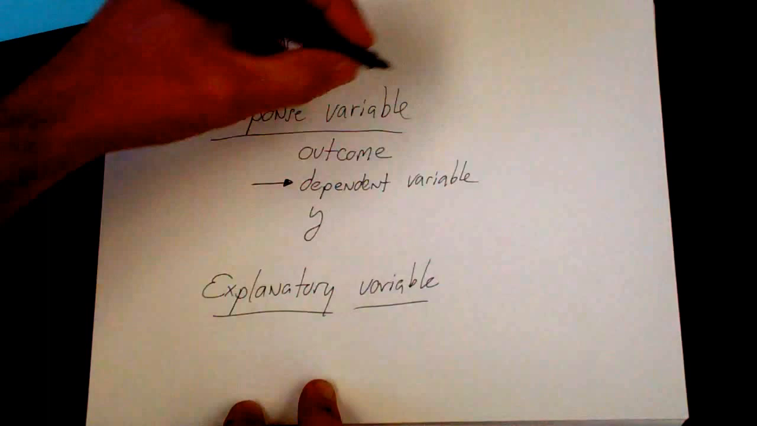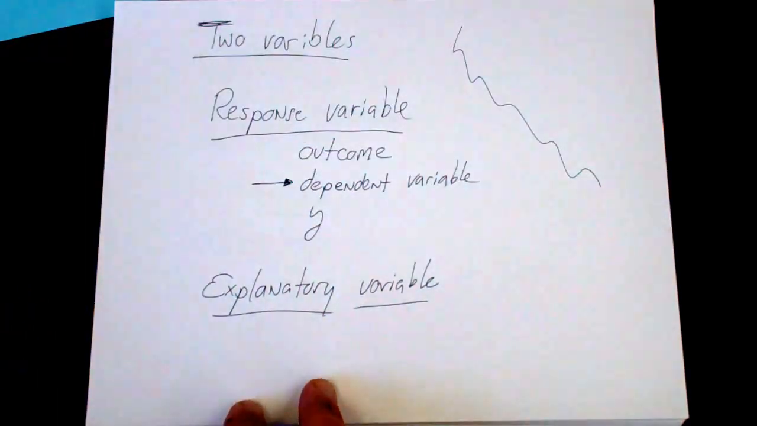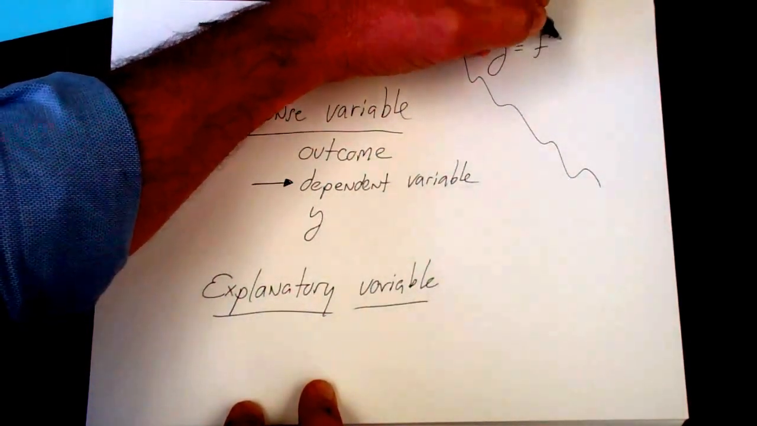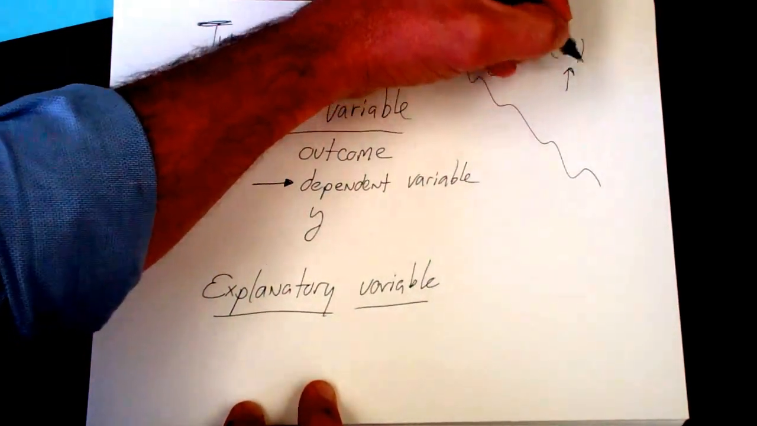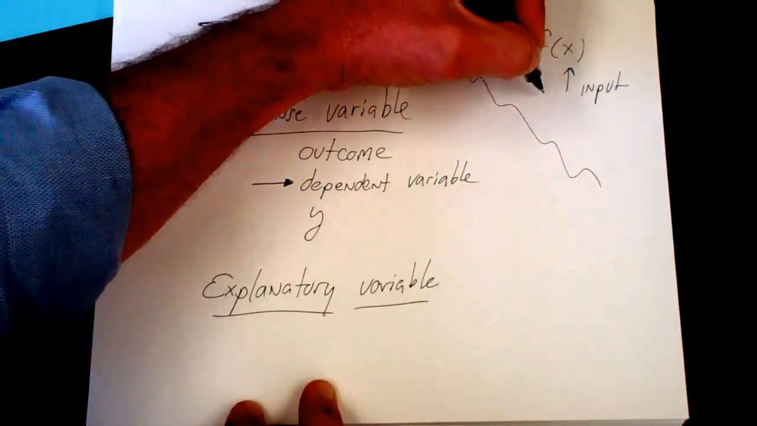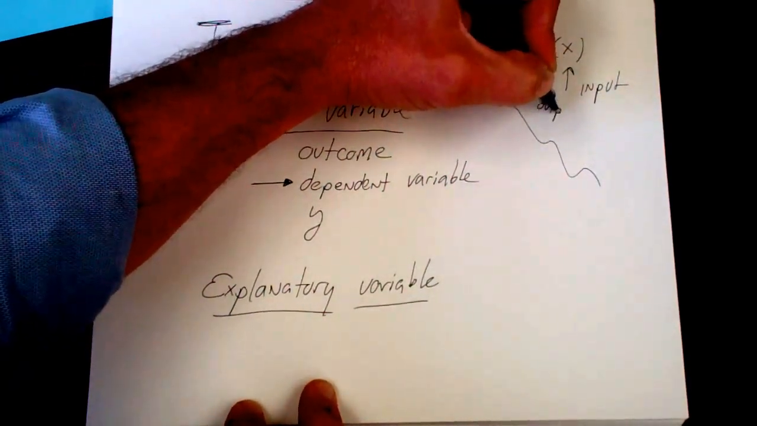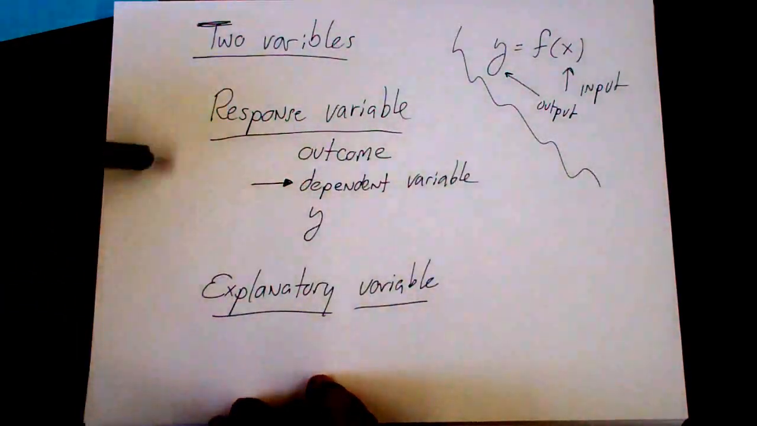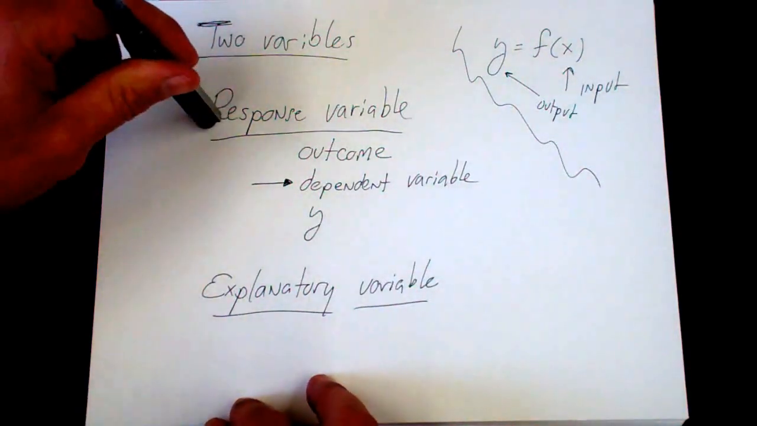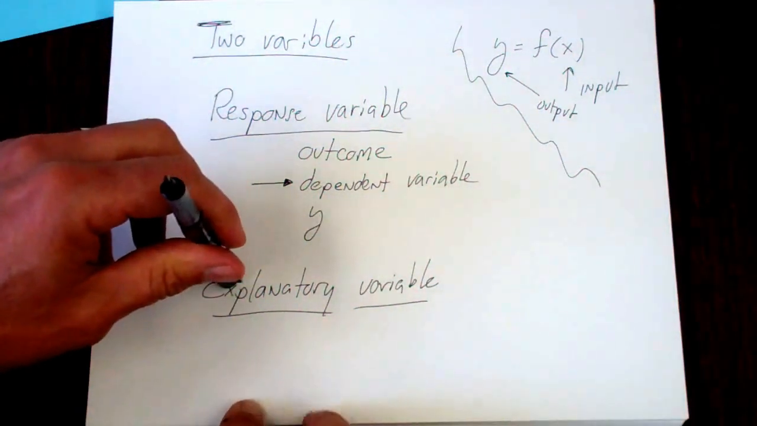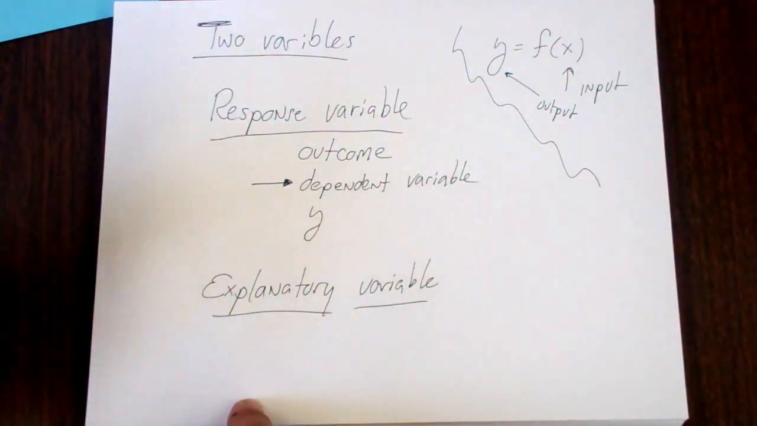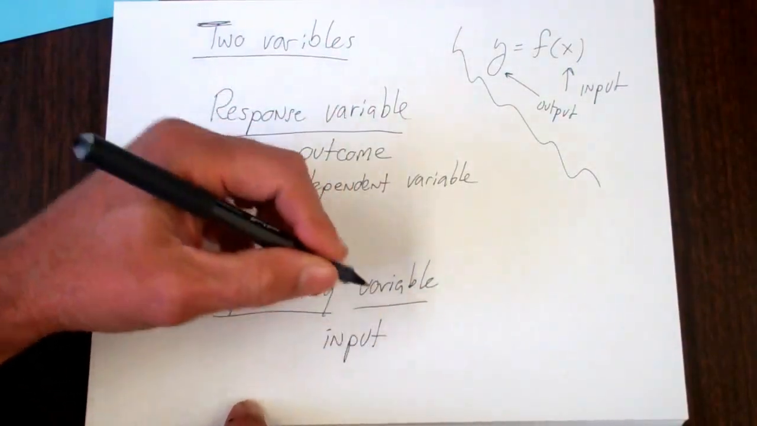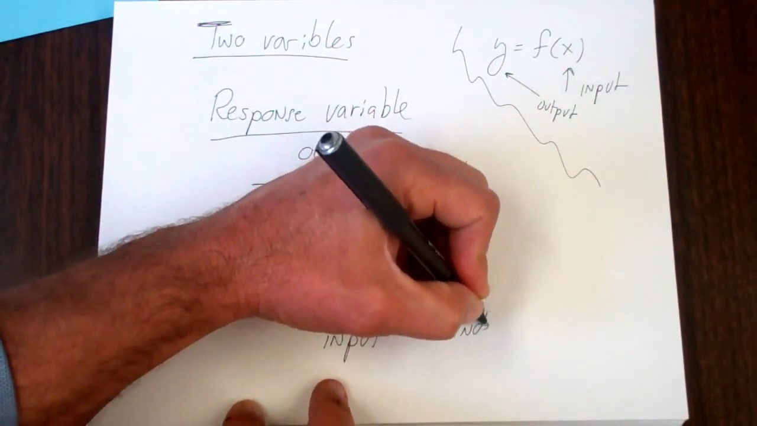Now, if you think back to high school math, we often think about terms in terms of functions. Y is a function of x, where x is the input and y is the output. And it's the same type of reasoning here. Here, the response variable is the result, and the input is what explains what happens. So the explanatory variable often is called the input variable. It's also sometimes called the independent variable.